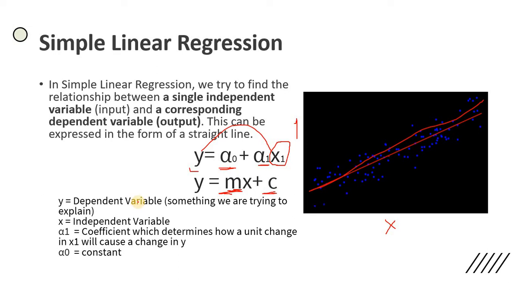So here y equals the dependent variable, x equals the independent variable, and alpha 1 equals the coefficient, which determines how a unit change in x1 will cause a change in y. So slope means the slope of the line that we are drawing, and alpha 0 is a constant. So alpha 0 and alpha 1 are the regression constants.